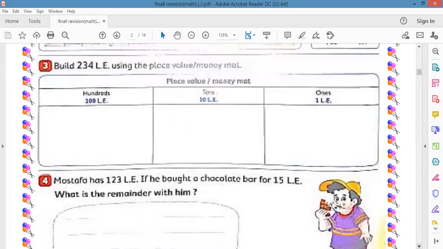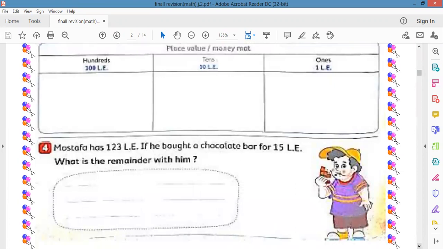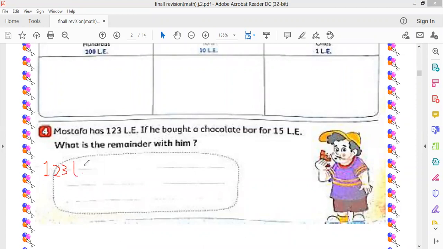Question number 4. Mustafa has 123 LE. If he bought a chocolate bar for 15 LE, what is the remainder with him? What is the meaning of remainder? We use plus or minus. Excellent, minus. So we start with the greatest number, which is 123. We write 123 LE minus 15 LE.